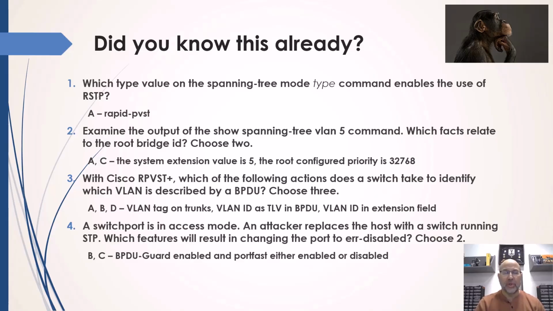Question number 4, a switch port is in access mode. An attacker replaces the host with a switch. So you unplug the host, put a switch in there, running spanning tree. Which features will result in changing the port to error disabled? Choose 2. And in this case, whether PortFast was enabled or not, the minute you got BPDU guard there, you get a BPDU, and the port will be shut down or disabled.